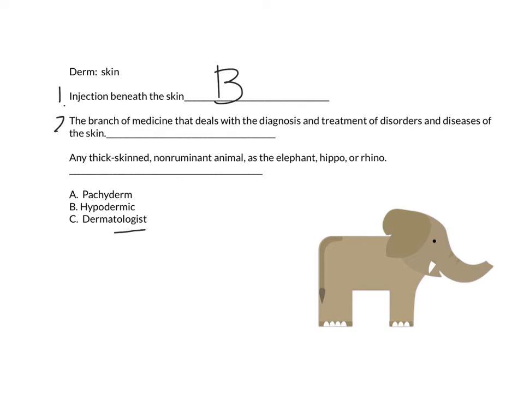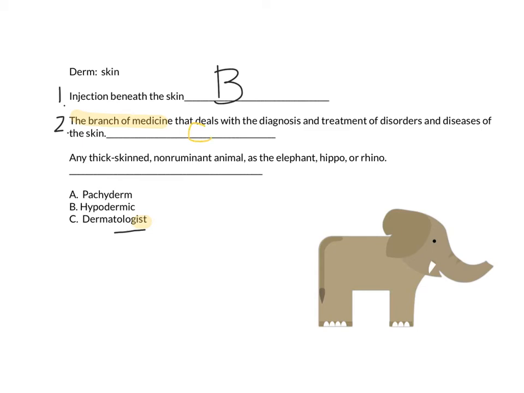The next one, the branch of medicine that deals with the diagnosis and treatment of disorders and diseases of the skin. So I'm looking for this root. I know a couple things. Branch of medicine. And when I look at branch of medicine, I know that's either going to be ology, or if it's a person practicing that branch of medicine, it's going to be ist, like a dentist, psychiatrist. So using what I know about derm meaning skin and ist meaning someone who practices this science, I can conclude that that is a dermatologist, somebody who treats skin disorders.